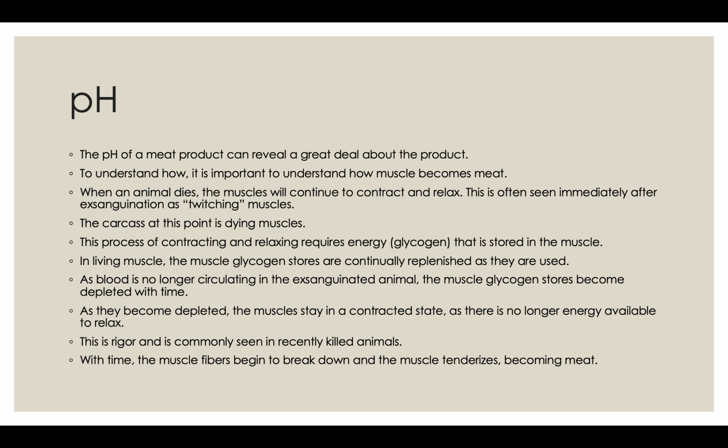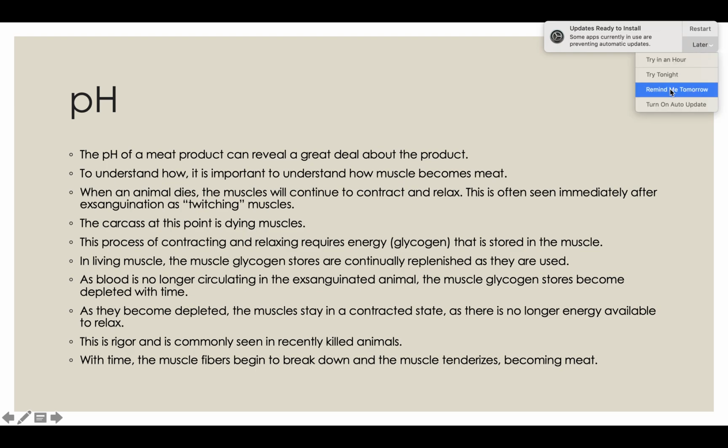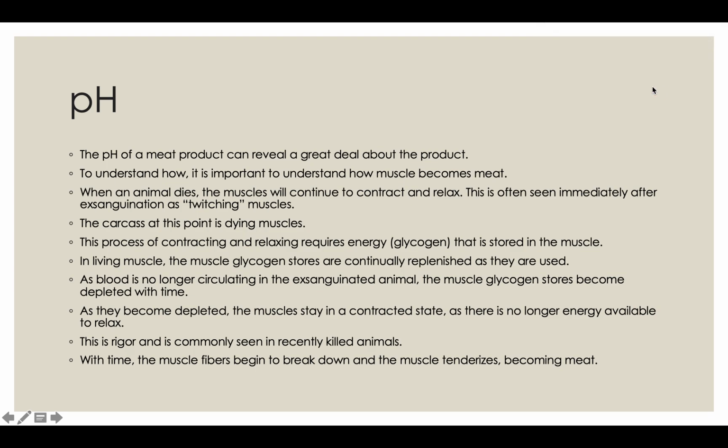To understand how, it is important to understand how muscles become meat. When an animal dies, the muscle will continue to contract and relax. This is often seen immediately after exsanguination as twitching muscle. The carcass at this point is dying muscle. This process of contracting and relaxing requires energy which is achieved from glycogen that is stored in the muscle.